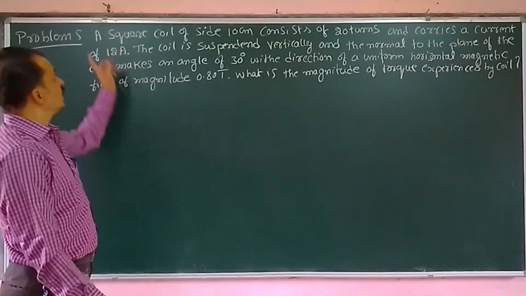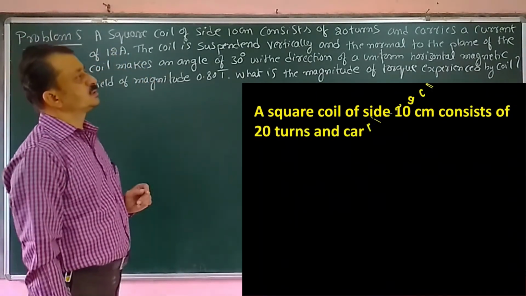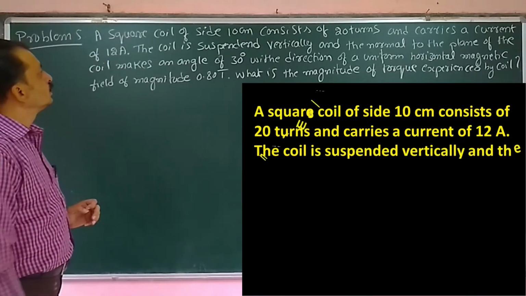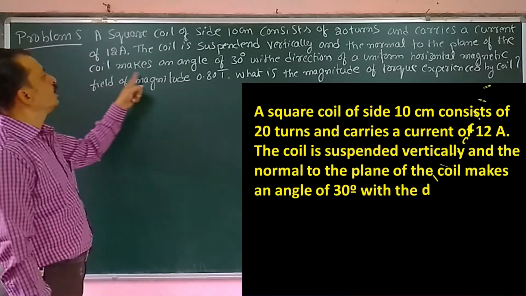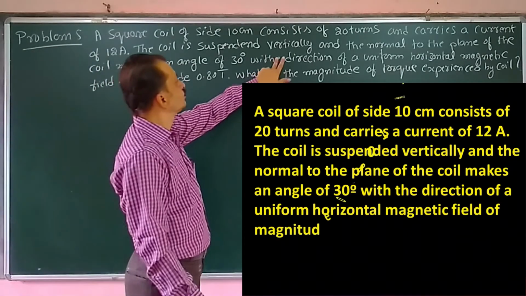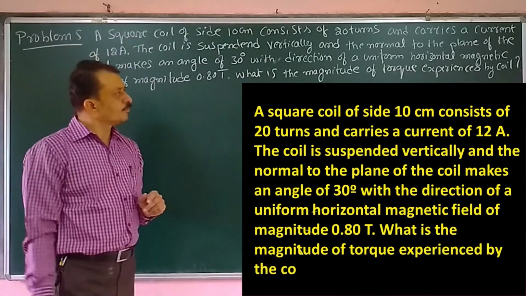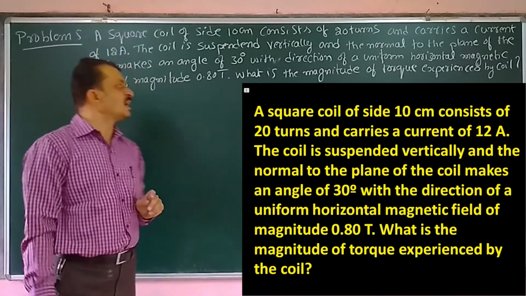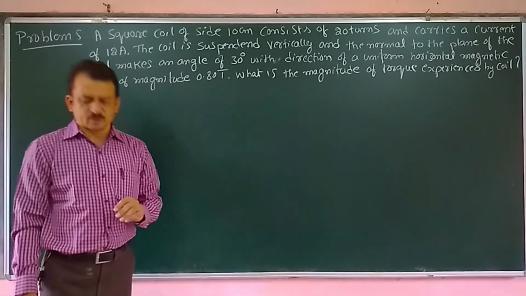Next problem. A square coil of side 10 centimeter consists of 20 turns and carries a current of 12 amps. A coil is suspended vertically, and the normal to the plane of the coil makes an angle of 30 degree with the direction of the uniform horizontal magnetic field of magnitude 0.80 Tesla. What is the magnitude of the torque experienced by the coil? That we have to calculate.